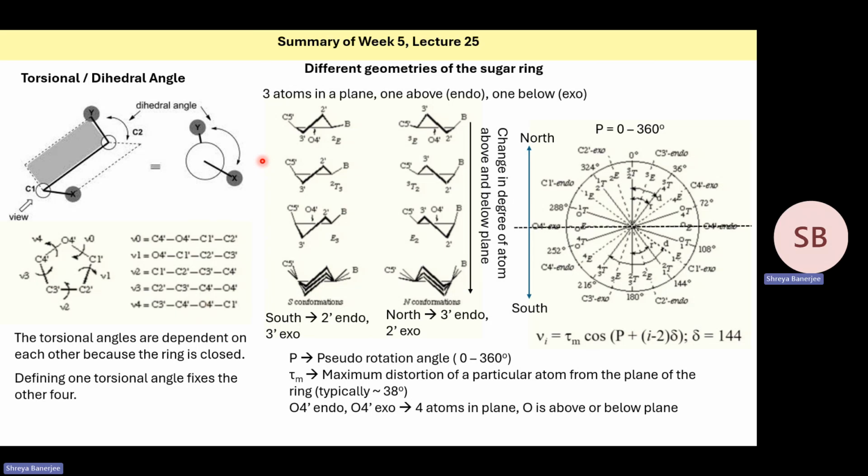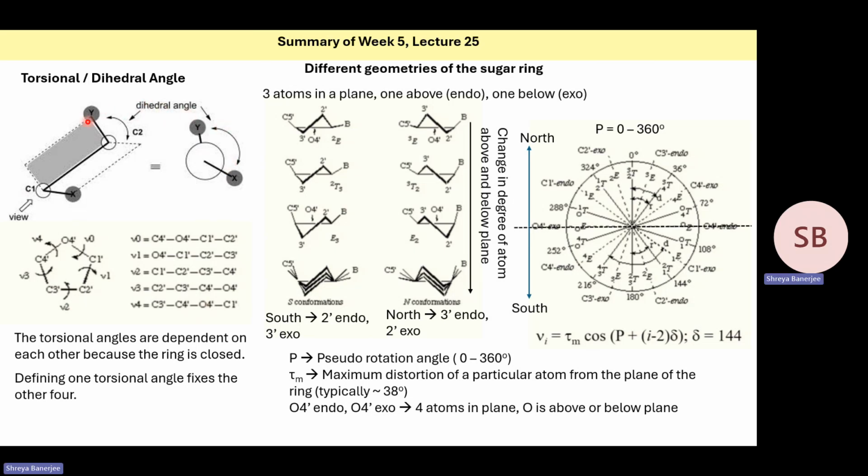Within the sugar itself, the deoxyribose 5-membered ring can adopt different conformations. We know that a dihedral angle is basically the angle between 4 atoms. Suppose there are 4 atoms here, X, C1, C2 and Y. If you imagine looking at these 4 atoms through C1, so C1 is in front, C2 is at the back, and X and Y protrude out, the angle between X and Y is called the dihedral angle.